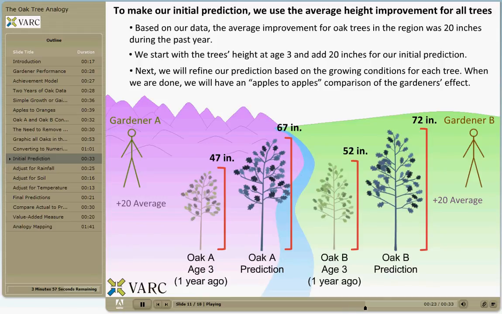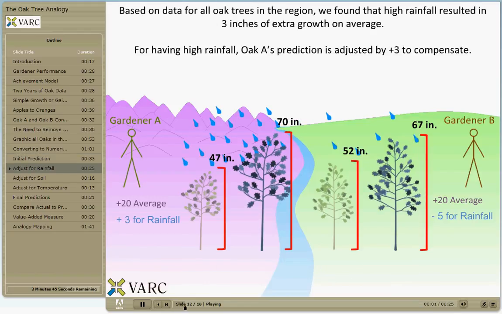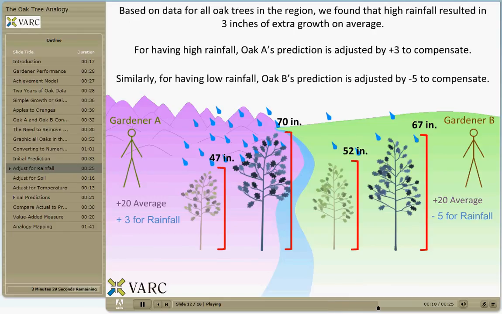Next, we will refine our prediction based on the growing conditions for each tree. When we are done, we will have an apples-to-apples comparison of the gardener's effect. Based on data for all oak trees in the region, we found that high rainfall resulted in 3 inches of extra growth on average. For having high rainfall, oak A's prediction is adjusted by +3 to compensate. Similarly, for having low rainfall, oak B's prediction is adjusted by -5 to compensate.